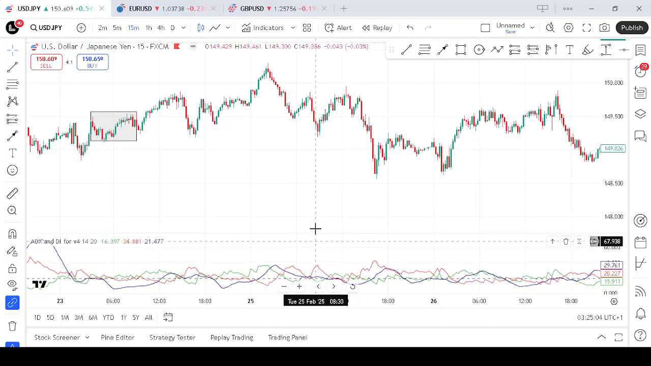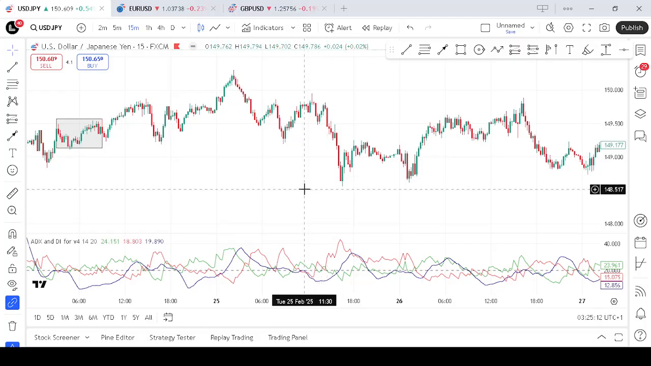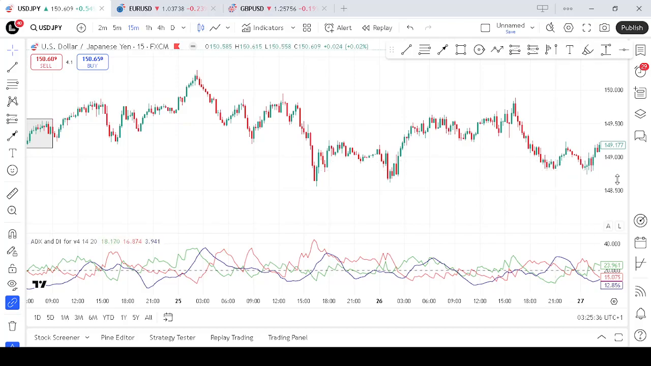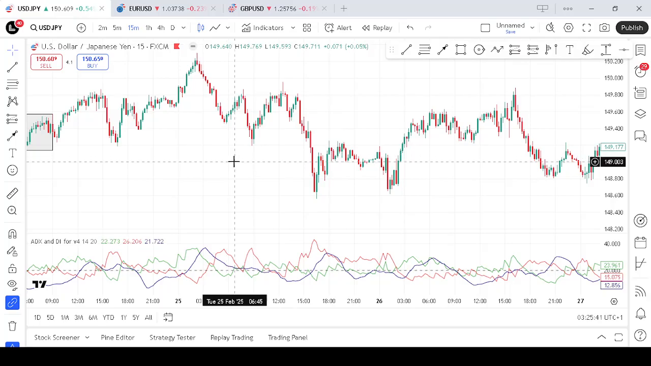Now let's look at how we can implement this in our strategy. The ADX crossover strategy is a trend following approach that uses the ADX, the positive DI and the negative DI lines to identify strong market trends and provide clear buy and sell signals. This strategy is particularly effective when the market is trending, and it helps you to avoid fake signals in range conditions. Now we set up our indicator.